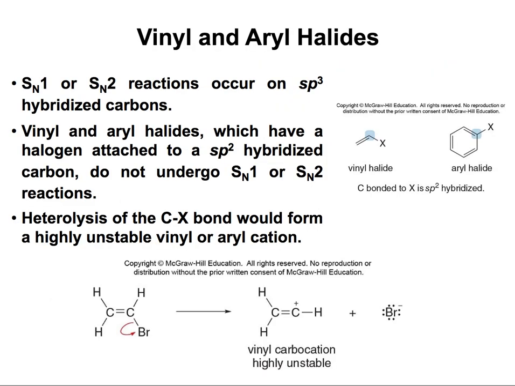Remember that vinyl and aryl halides, so this is a vinyl halide, and this is an aryl halide, will not form carbocations. If we form the carbocation such as this, that will not happen, because that will result in a carbocation with a plus on an sp2 hybridized carbon, and that's very unlikely to happen. So remember, these carbocations are not going to form.